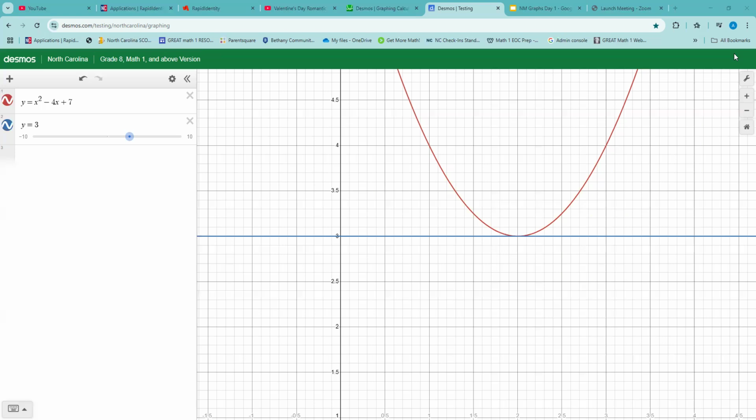So the range is all real numbers greater than or equal to 3. I didn't realize this particular one needed it because I haven't been doing this one all day. This is from the other day when you guys were at the pep rally. I didn't realize you had to have Desmos for this.